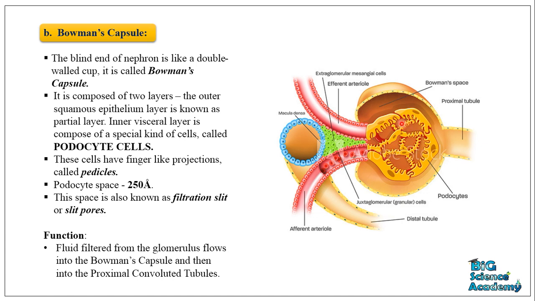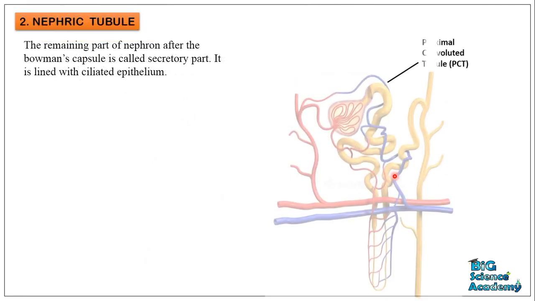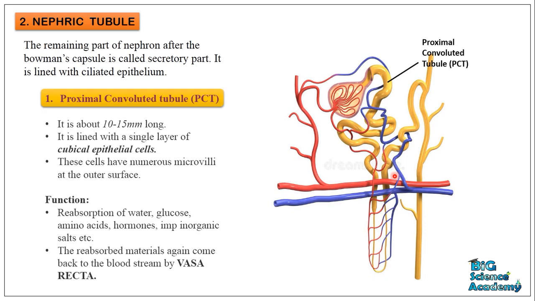There is a space between the podocyte cells and the basement membrane, about 250 angstrom, and the space is called the podocyte space. This space is also known as the filtration slit or slit pores. So what is the function of the Bowman's capsule? The fluid that is filtered from the glomerulus flows into the Bowman's capsule and then into the proximal convoluted tubules. Next, we will discuss the nephric tubules.